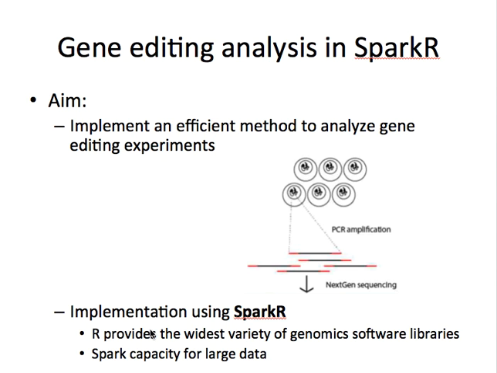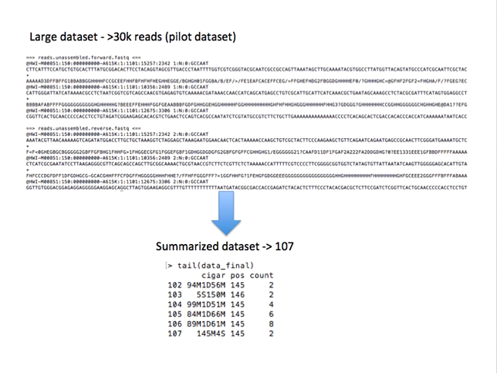R, which has probably the widest variety of genomics software libraries, and the very high capacity for large data of Spark. In this case, the input data is a large text file which comes from the sequencer and contains all the sequences. Then what we need to do is compare all the sequences to the reference sequence to measure and analyze how much and which changes we induced in the population of cells. And for that, we use Spark.